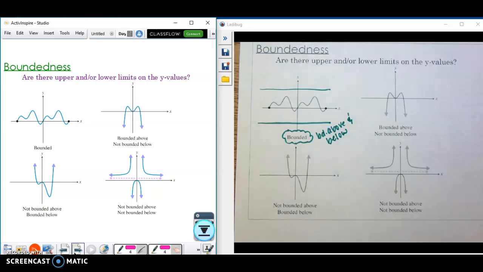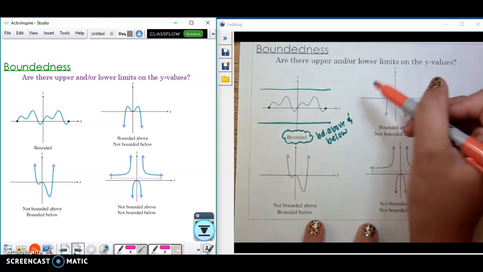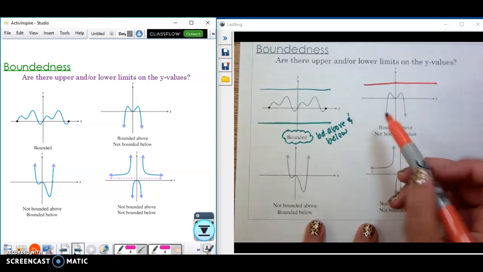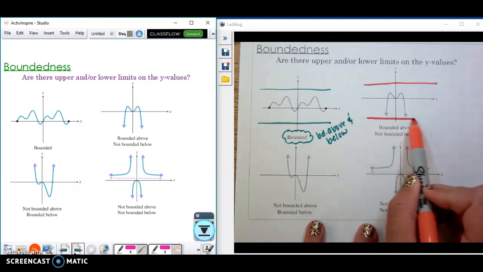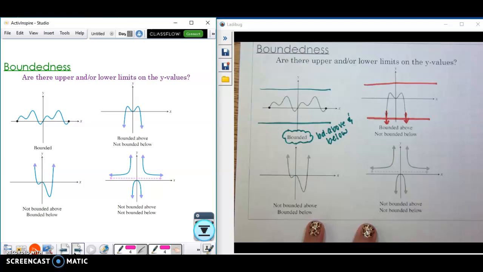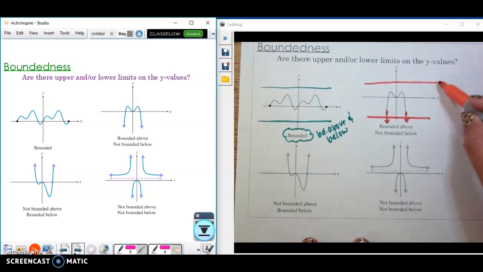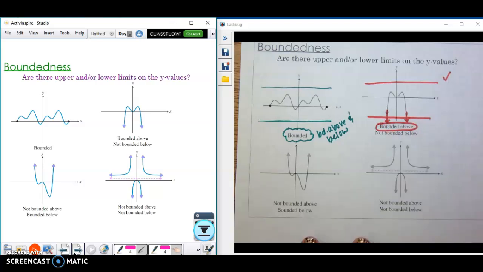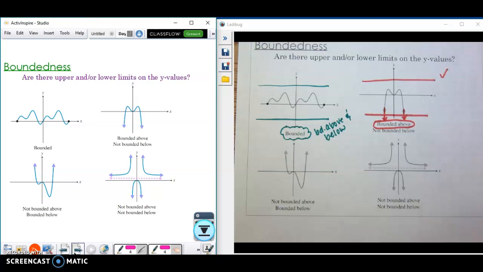All right, so next one to the right of that, if I draw a line on top, that is never going to cross. But if I draw a line on the bottom here, these have arrows, which means if we keep going, so it will cross. So only the top works. So we would just say this is bounded above. Okay, you don't even have to write the not bounded below. If I asked you about it, you would just tell me that it is bounded above.